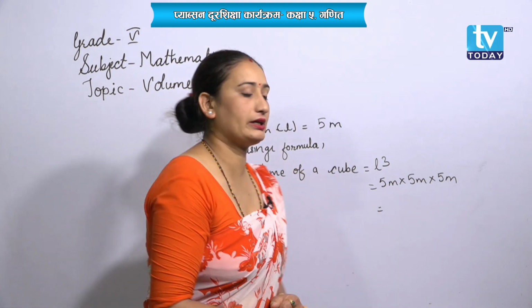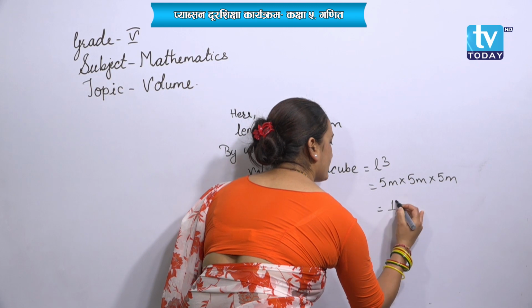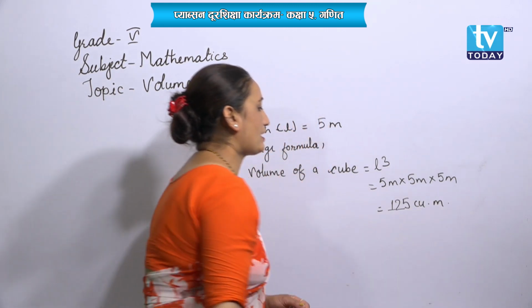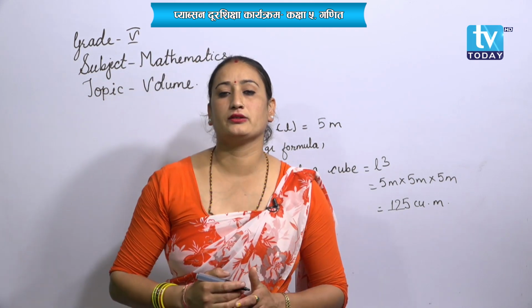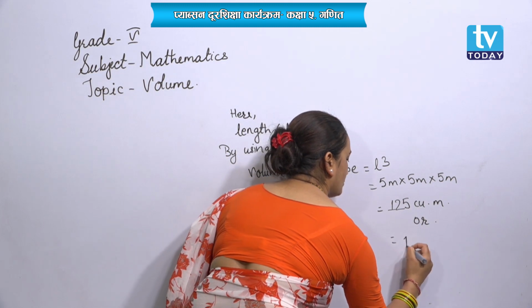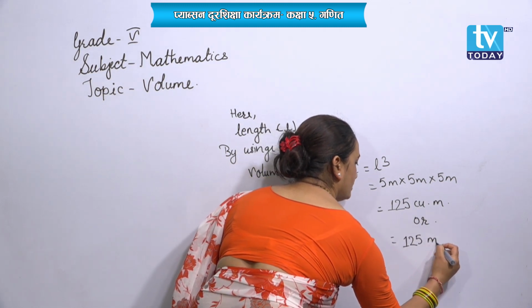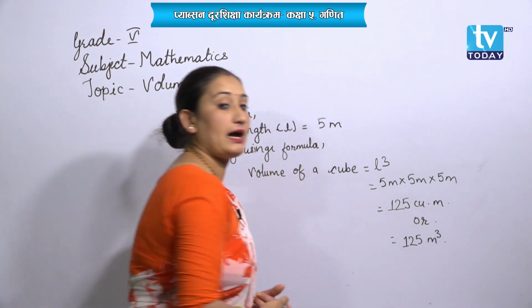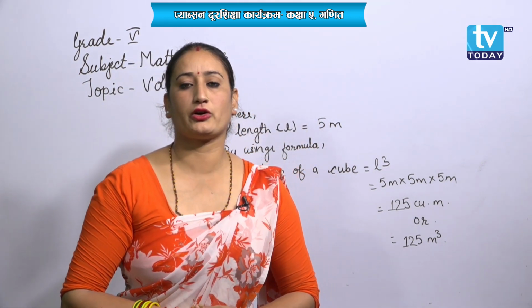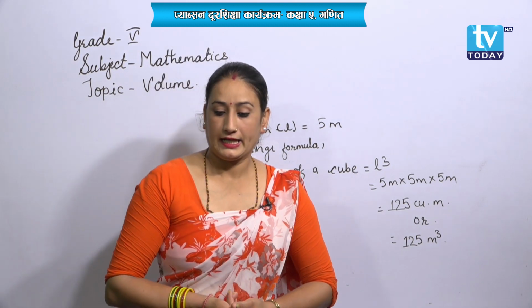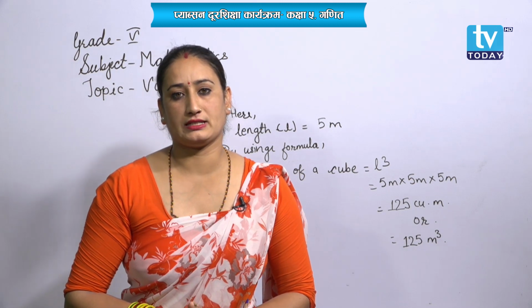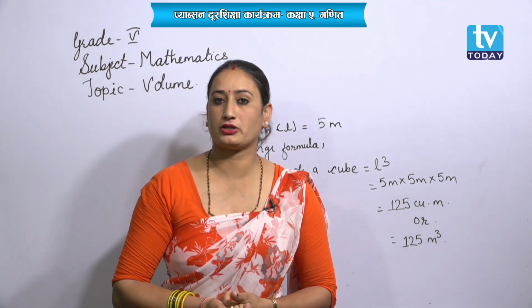Done? Very good. It's 125 cubic meter, or we can write it meter cube, just like at first, or 125 meter cube. This will be your answer. Which you want to prefer, you can prefer it. It's your choice. Okay, now same like this we have to do second question, that is volume of a cuboid.